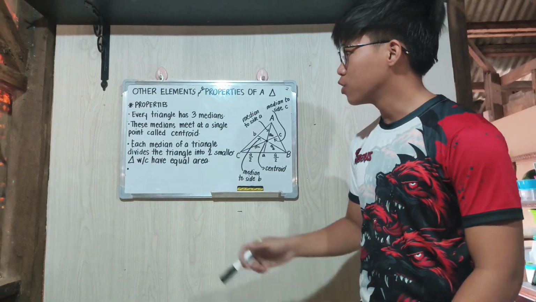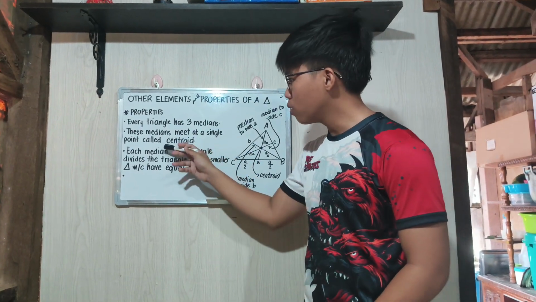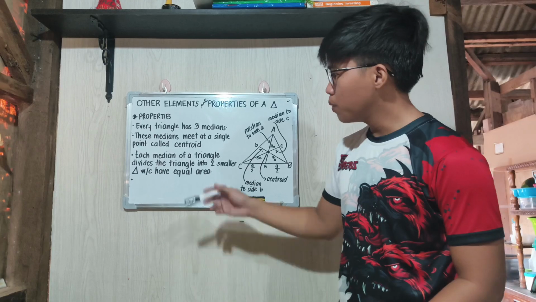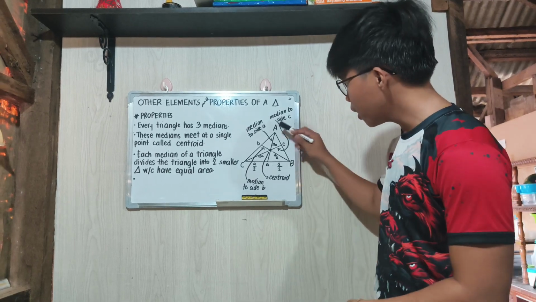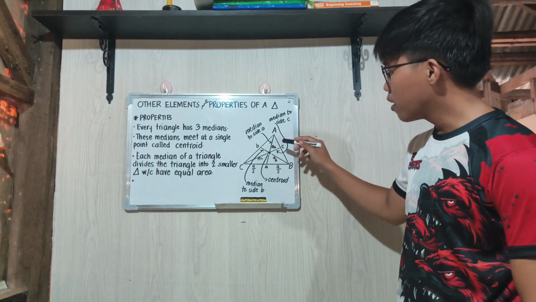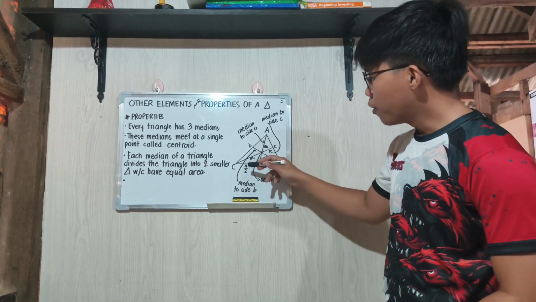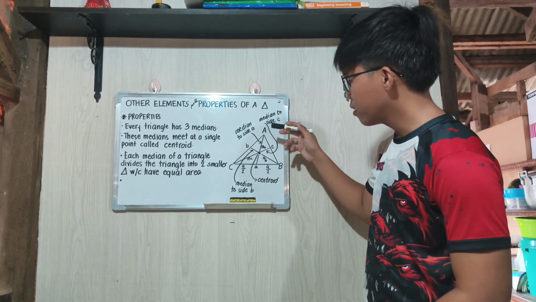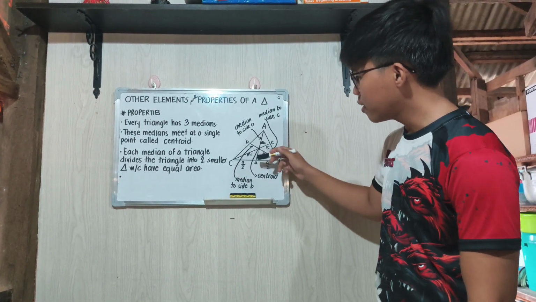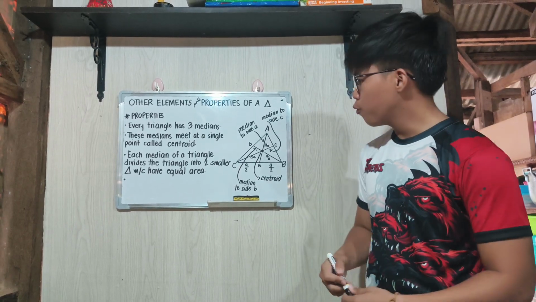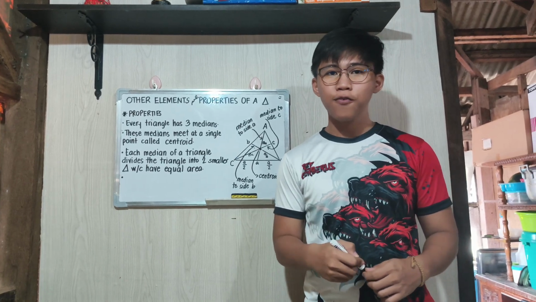Properties of a median of a triangle. First, every triangle has three medians. Second, those medians meet at a single point called the centroid. Next, each median of a triangle divides the triangle into two smaller triangles which have equal area. From our drawing here, if we draw a median from vertex A to side A, we can form two triangles. In fact, with three medians, you can form 6 triangles which have equal area.